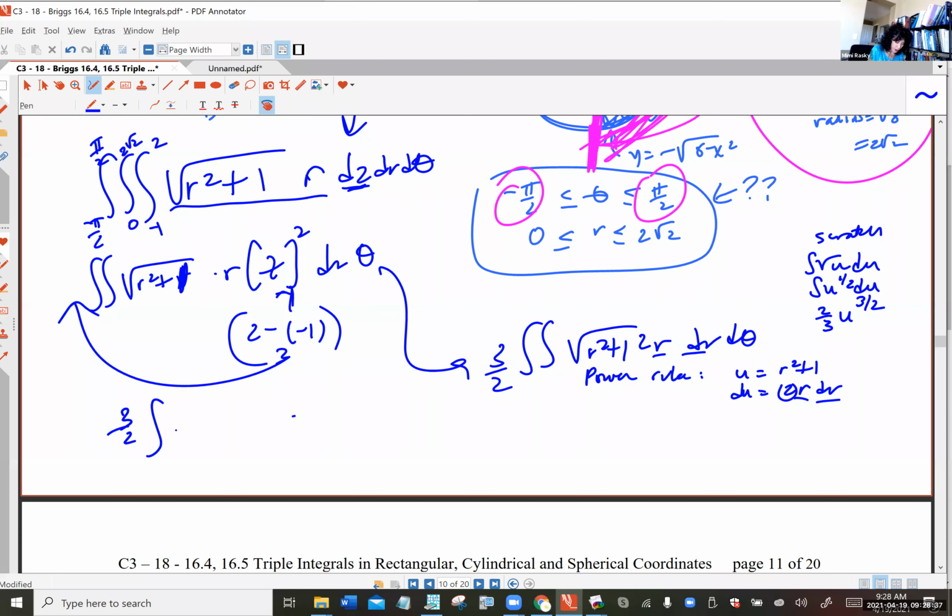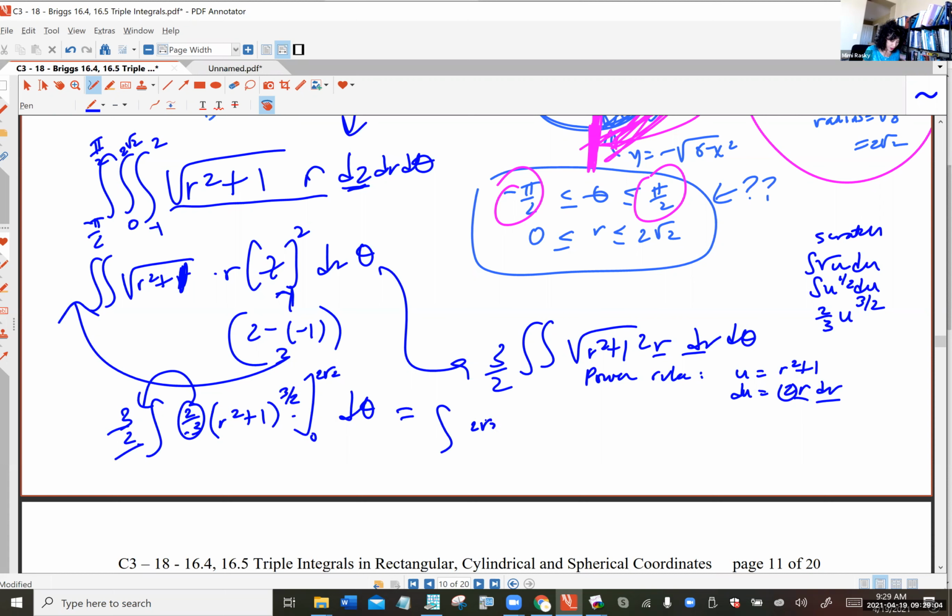Okay, so you're going to go, all right, 2/3 u to the 3/2, but what was u? It was r squared plus 1, to the 3/2, and you're going to go from 0 to this yucky number, 2 square root of 2. Oh man, yuck. I know. And then this 2/3 swings out, but then those cancel. So you no longer have any constant multiple out in the front.